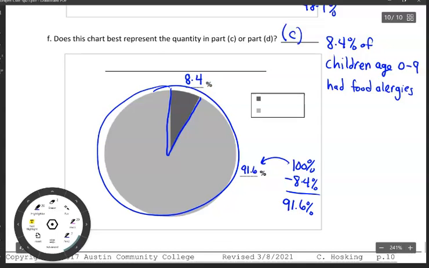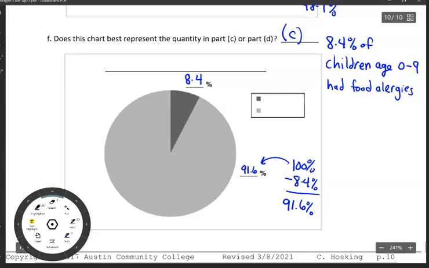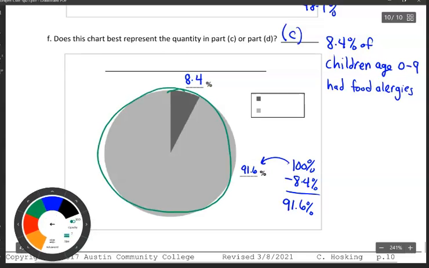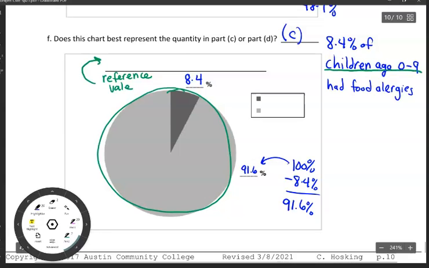Okay, but what are those shaded regions representing? Well, let's think about what this entire pie chart is representing. Let's think about our reference value. What is our reference value here? Because that's going to tell me what my pie chart is representing, and that's going to tell me what the title to this graph should be. So let's come back over here. 8.4% of what? Of children in that younger age group. So for the title of my graph, I'm referencing all children, or children in the study, I should say, right? Not all children. I'm representing children in the study.